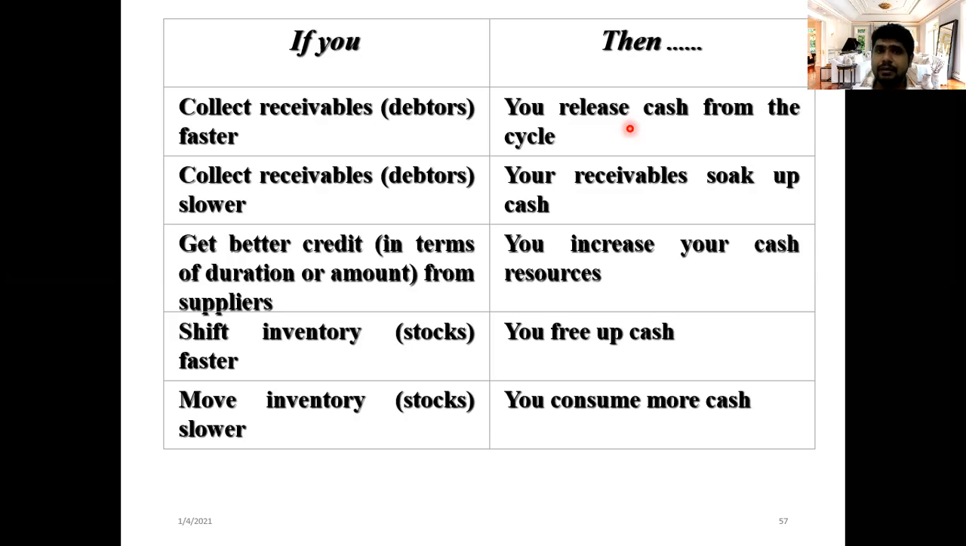When the supplier gives you a longer period to settle the credit, then the cash cycle will be shortened, and your speed will be increased. You increase your cash resources. And shift inventory faster. You buy the inventory and it moves very fast, which means you free up cash, and you make more profit. If inventory moves slower, then your inventories are not moving fast, it means you consume more cash, right?